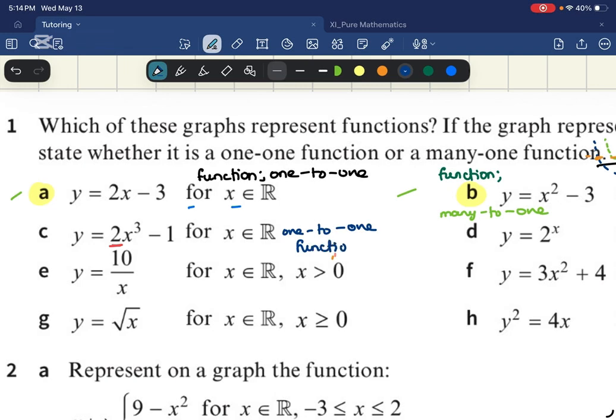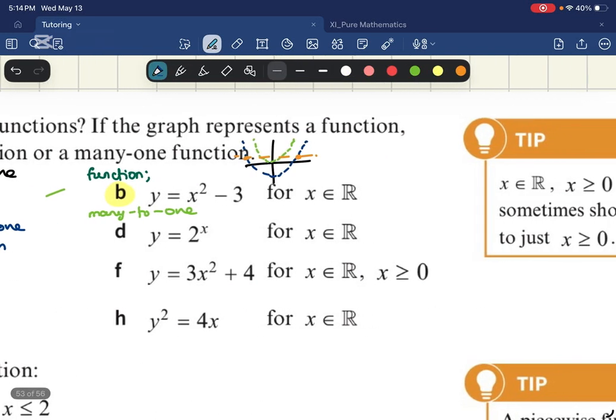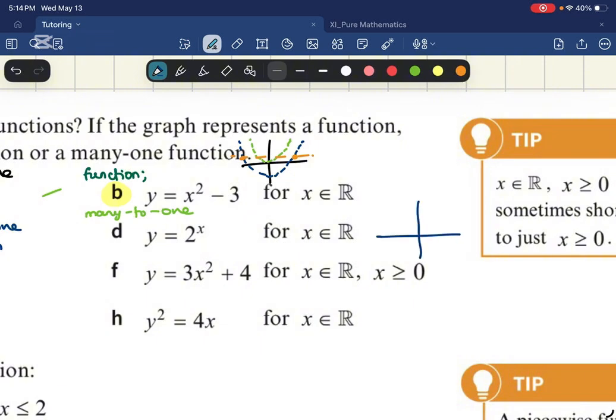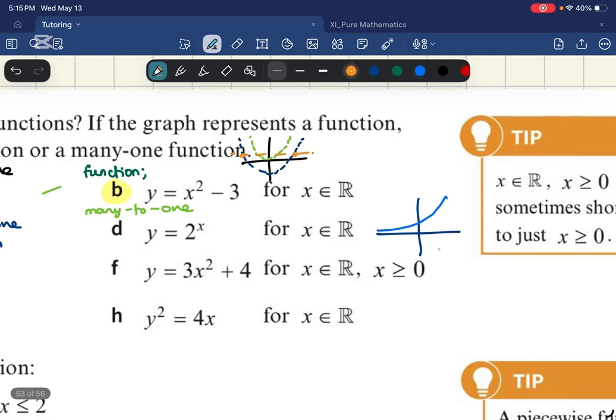And D. D is also going to be a one-to-one function. So 2 to the power x looks something like this. That is a to the power x for a greater than 1, right? So this is the graph. If you draw a vertical line, it only intersects the curve at one point. If you draw a horizontal line, it only intersects the curve at one point, right? Wherever the curve is drawn, a horizontal line only intersects the curve at one point. So D is also a one-to-one function.